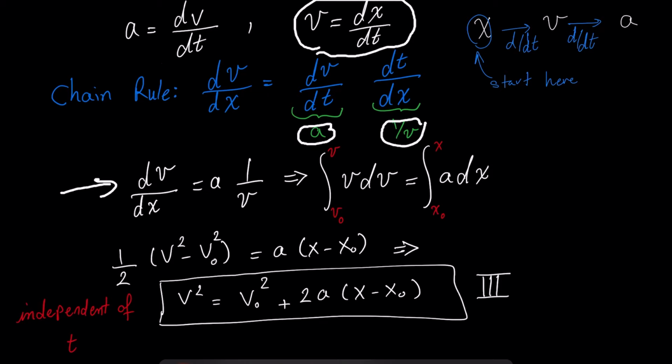On the left-hand side, we get 1 half parentheses v squared minus v naught squared. And on the right-hand side, we get a times x minus x naught. Then we multiply both sides by 2 and move v naught squared to the other side. And we get this final version that we are going to use, the third version, which is independent of time. This one is independent of t. v squared equals v naught squared plus 2a times x minus x naught.